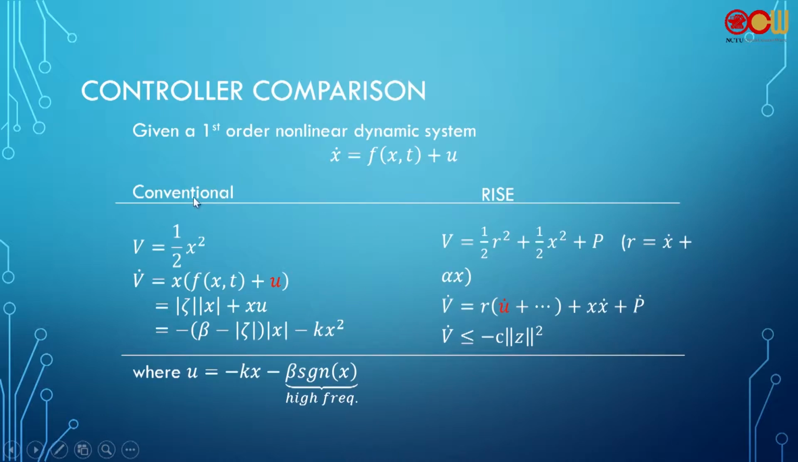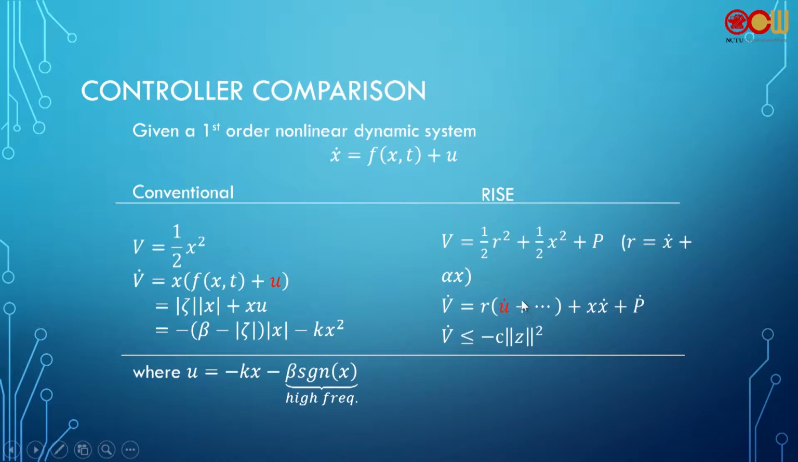Let's compare conventional design and RISE control. Conventionally, you will design the Lyapunov function, which is a quadratic form here, and you take the time derivative and substitute the closed loop dynamics. Then you design a high frequency control, beta sign(x), where beta is greater than the absolute value of the uncertainties. This is a high frequency control.